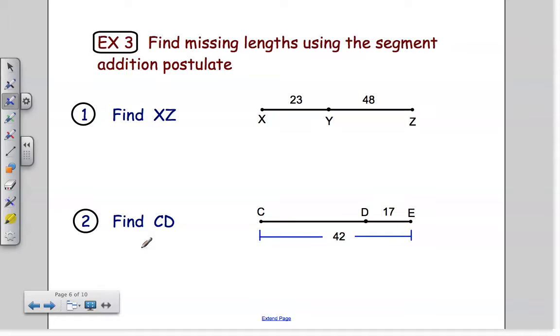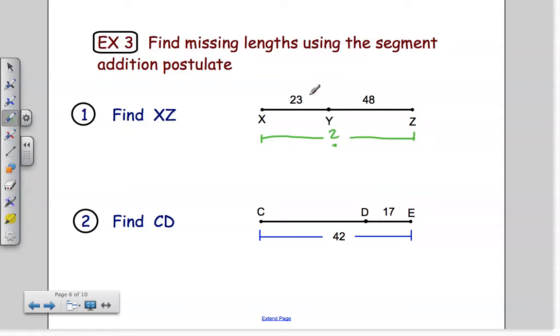Let's use segment addition in these two problems too. Find missing lengths using the segment addition postulate. Find XZ, which again means the distance from X to Z, since I don't have the segment over the top. X to Z means I need this entire thing. I went from X all the way to Z. What is that distance?